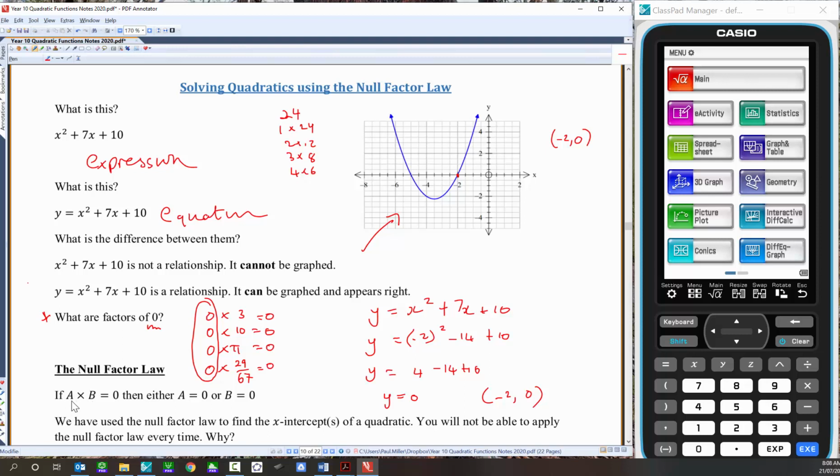Okay, so here it is. If a times b equals 0, then either a equals 0 or b equals 0. Okay, so if this is the case, then this one could be 0 or this one could be 0 to make it true.